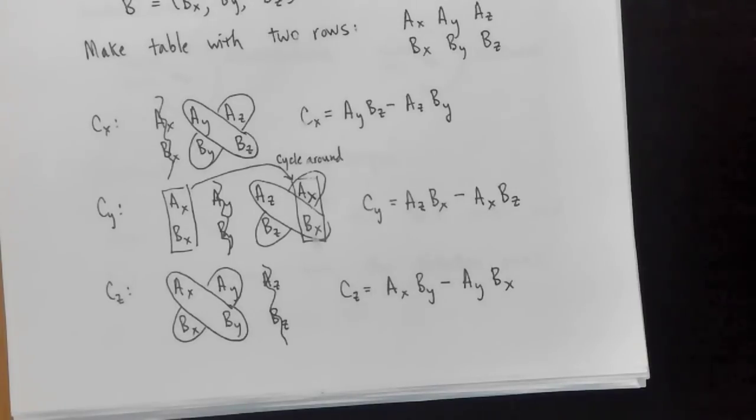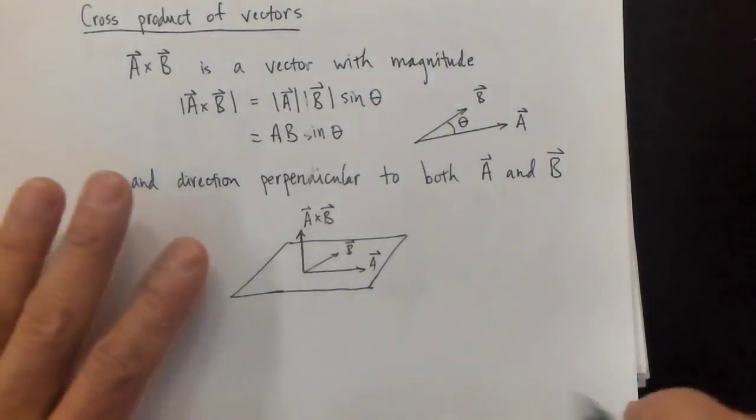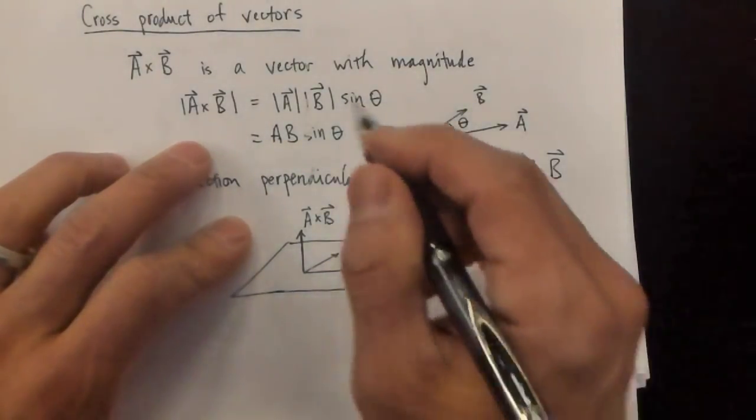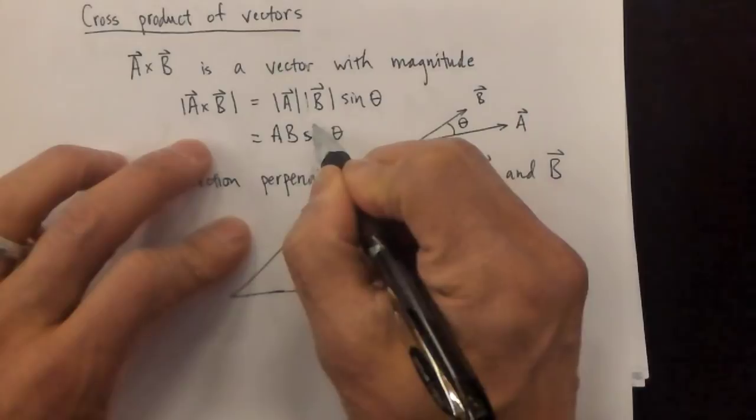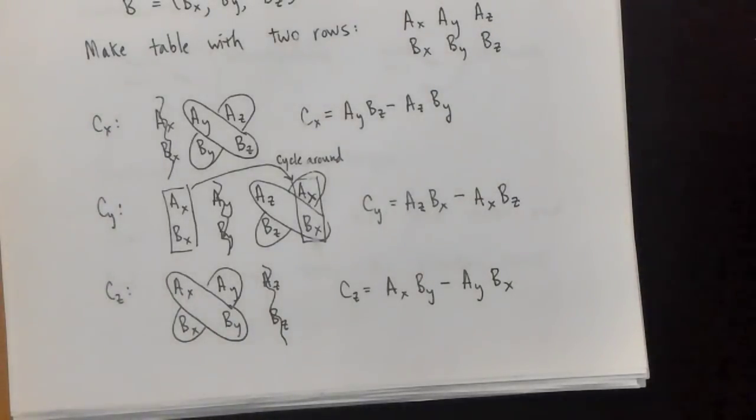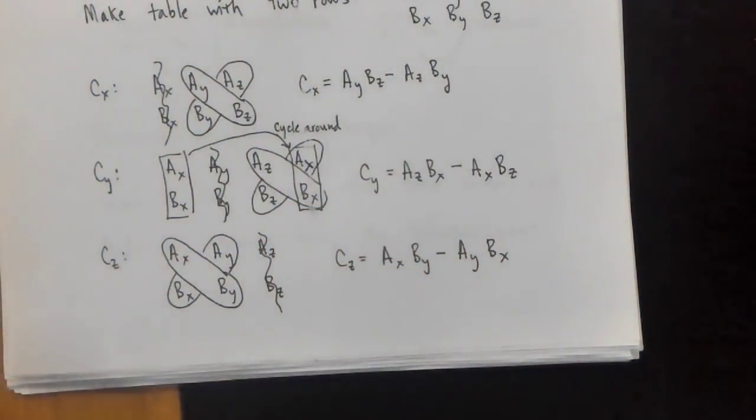Oh, that's what we just did. The cross product is a vector with magnitude A times B times the sine of the angle. So if you just want the magnitude, that's the formula for it. But if they want the vector components, this is the best way to do it. Any questions about that?